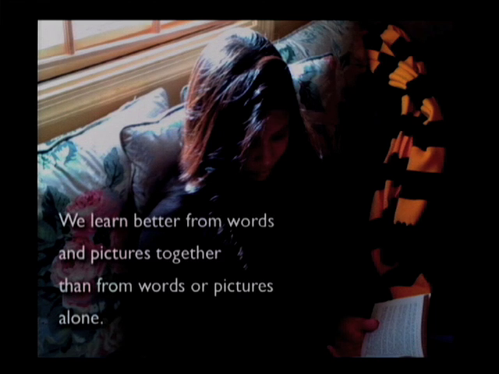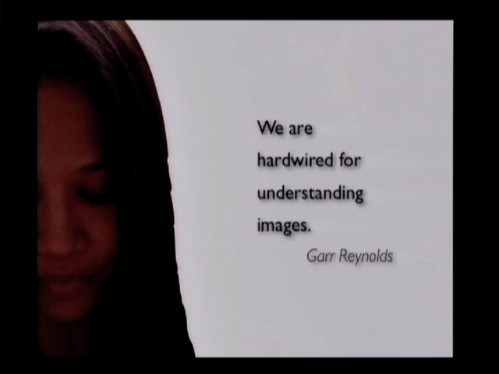So, we learn better from words and pictures together than words or pictures alone. We process the visual and the textual in two different places in our brain, and so they're not competing with each other. They're really complementing each other. It gives us two ways to store and two ways to retrieve. It seems that we're really hardwired for understanding images. It works quicker, faster, more efficient. We retain those images longer than we do text.